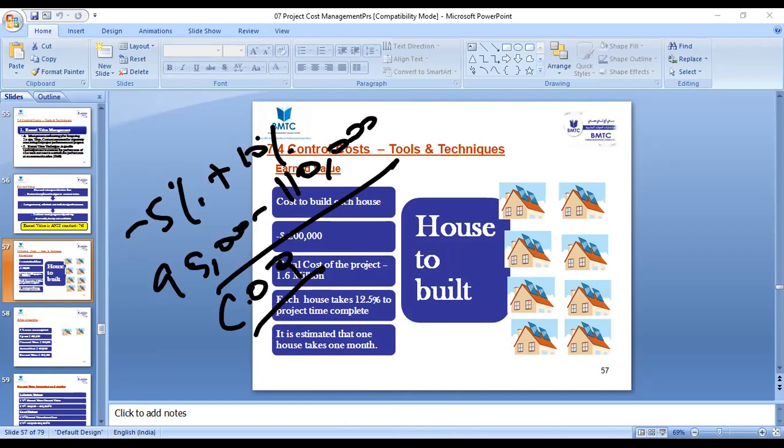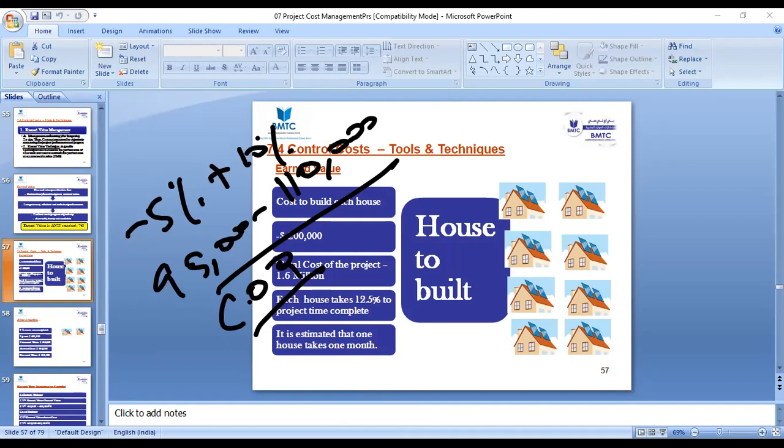Appraisal cost: whether everything is done according to the quality requirements, you are able to do the audit, you're able to do the examination, you are able to measure it, you're able to walk through it. So you are doing the audit, you are doing the inspection. So this will be called the appraisal cost.